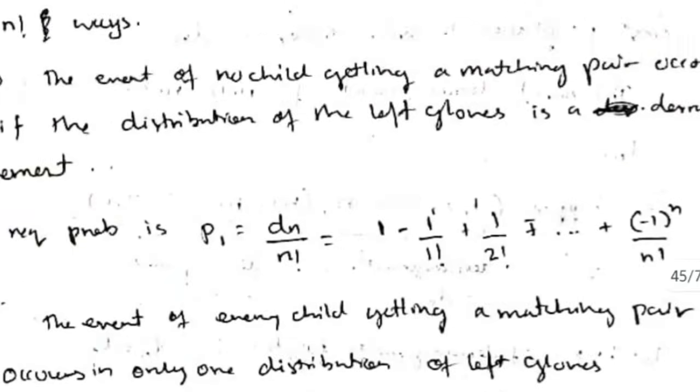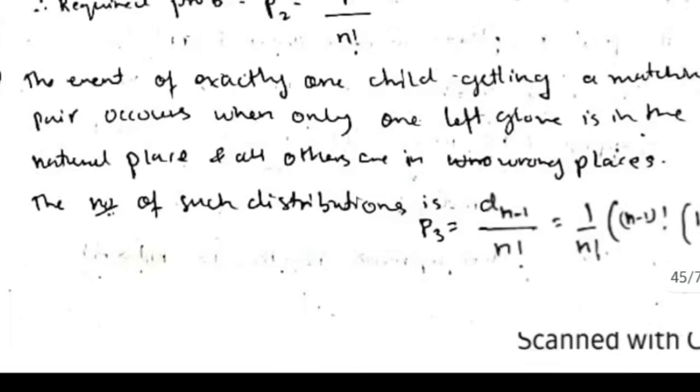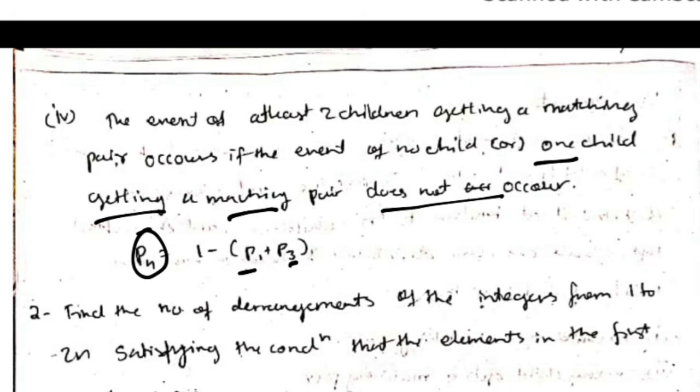Now in the fourth question we have been asked that at least 2 children get a matching pair. That means the possibilities of no child getting a matching pair and one child getting a matching pair should not occur. That means p1 and p3 should not occur, so the probability will be 1 minus p1 plus p3.